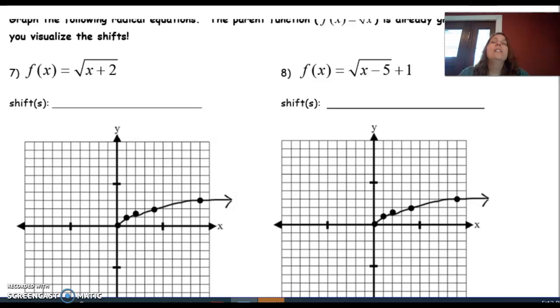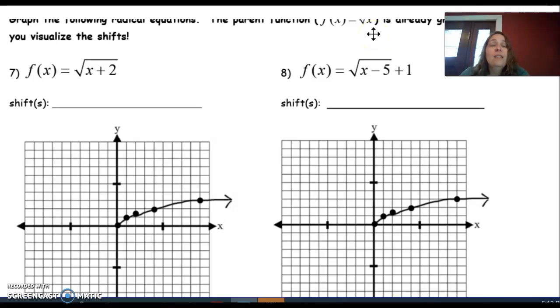In number 7, you'll see that we are graphing the radical equations that you see right there. It's asking you about the shifts. And then it's just saying, hey, take the model that you already know. The parent function y, or f of x equals the square root of x, is already graphed. And it looks like my words were cut off a little bit at the top. You should be okay with what you printed out.